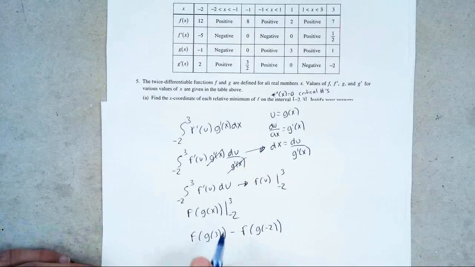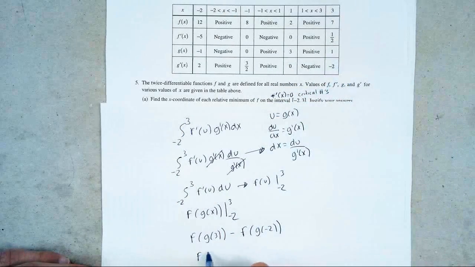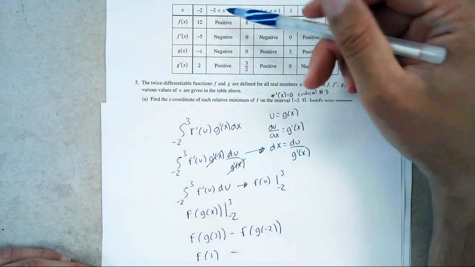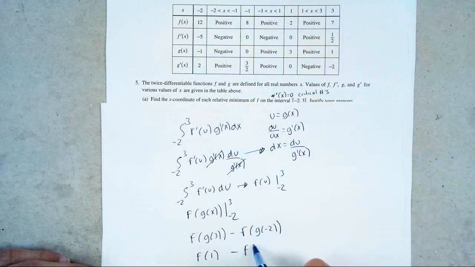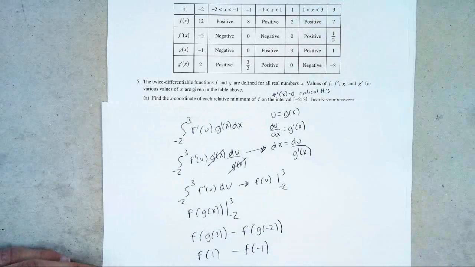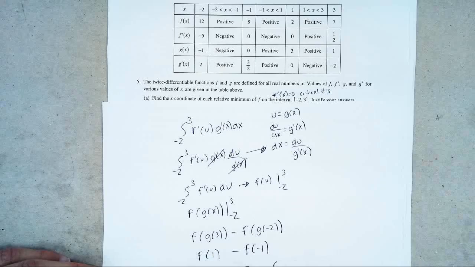What is g of 3? Well, look at your table. G of 3 is 1. So f of 1 minus f of g of negative 2. G of negative 2 is negative 1. And then plug it in. What is f of 1? 2 minus f of negative 1, 8, which just gives you 6.